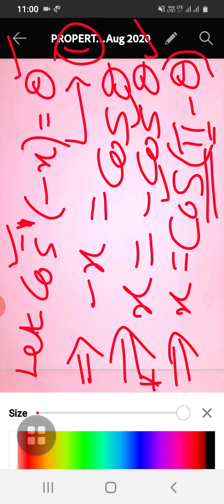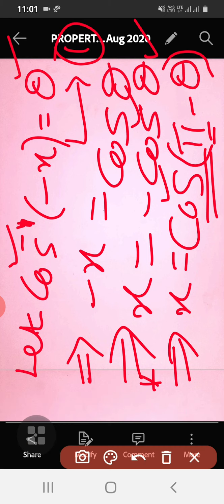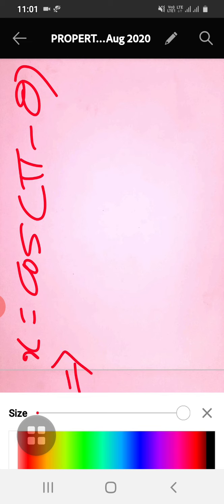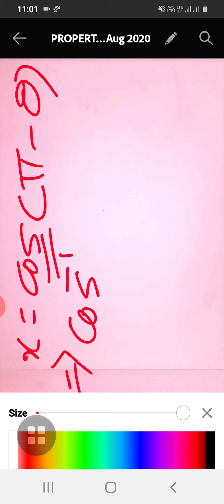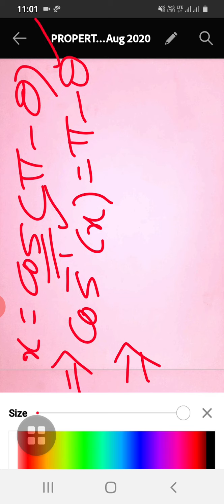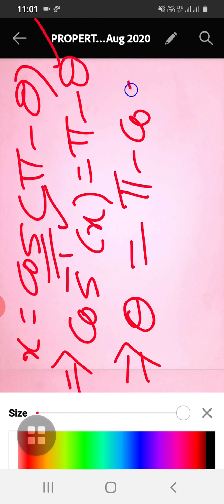So I will continue in the next step. Observe this step carefully. What we have written here is, once again I will continue from there. x is equal to cos of 180 minus theta. So I have written like this. Once again I will apply the definition. I will shift this cos to the left hand side. That becomes cos inverse x is equal to pi minus theta. This implies, I will bring this theta to the left hand side and this cos inverse x to the right hand side. So that becomes theta is equal to pi minus cos inverse x.